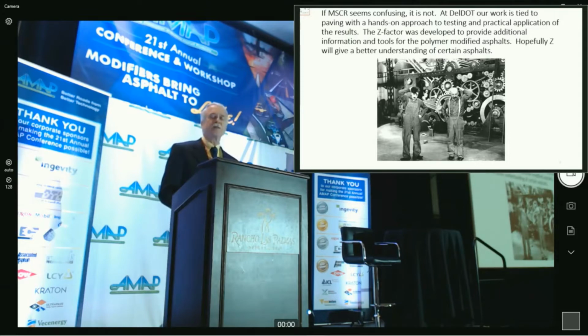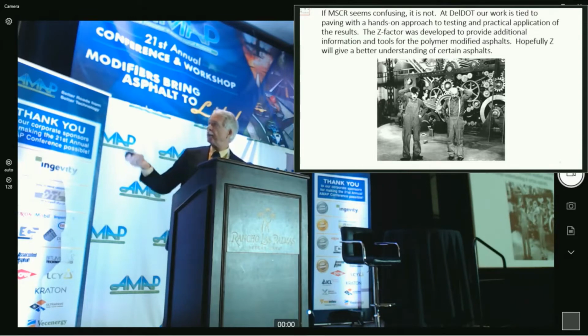Some states are 100% MSCR, especially in the Northeast. Most states are still PG graded, which is M320. Delaware is mixed. We use PG 64E-22, which is the MSCR spec, for polymer modified, but everything else is the PG system, and we will accept MSCR grades interchangeably. What I'm talking to you about today is a hands-on approach and a way to get a better understanding of your binders.